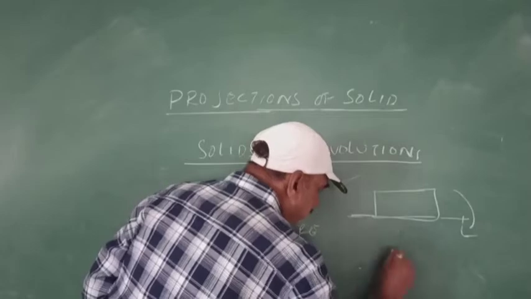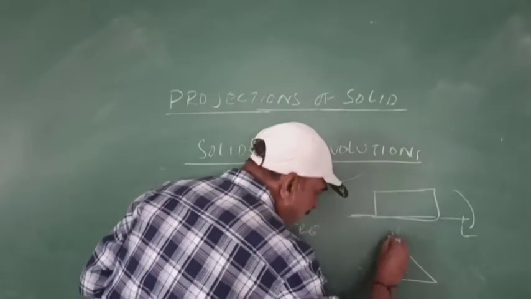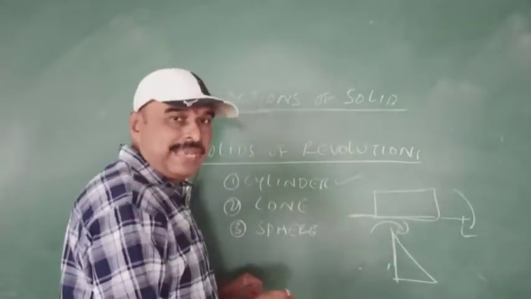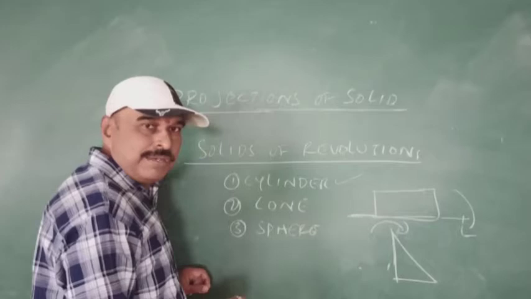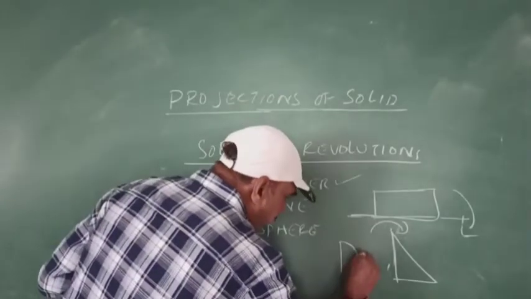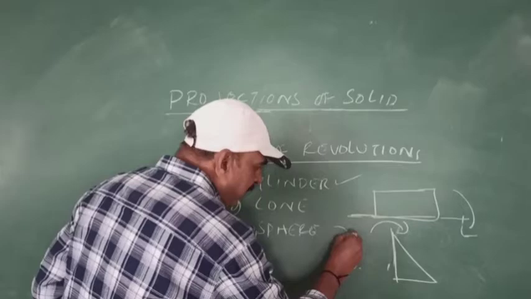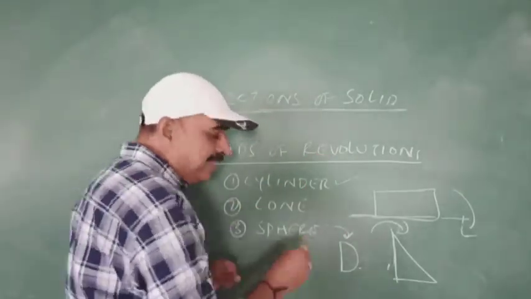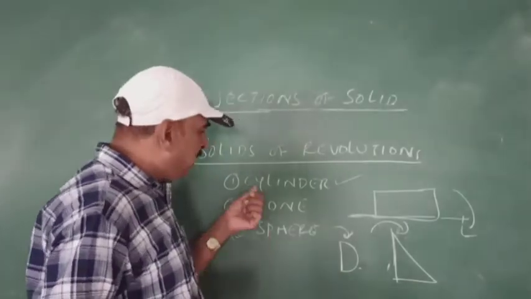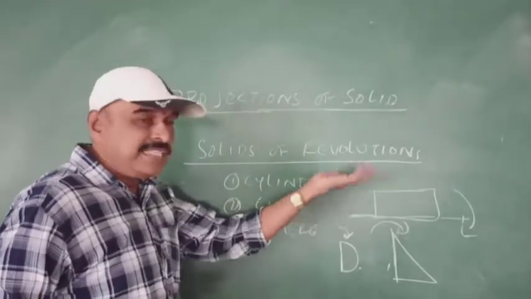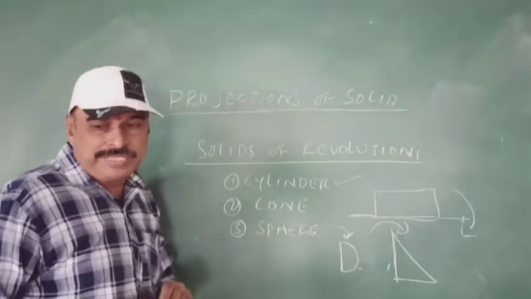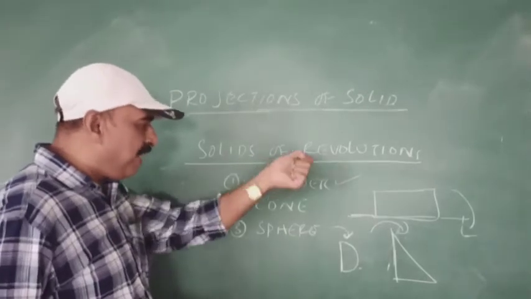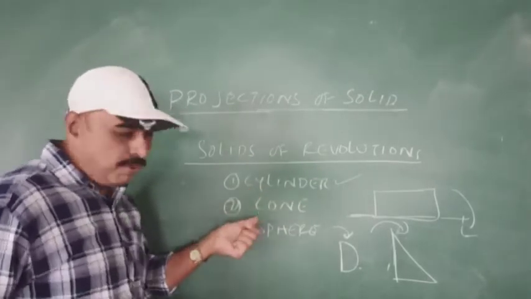Similarly, a right angle triangle, if it is revolved along the axis, you will get a cone. Similarly, if a semicircle is revolved about the vertical diameter or horizontal diameter, then you will get a sphere. All these solids are obtained when the surfaces are revolved about their edges or about their axis, and those solids are known as solids of revolution. Example: cylinder, cone and sphere.